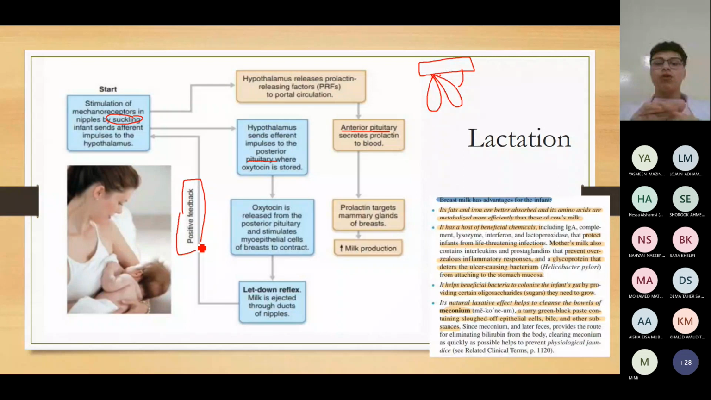Okay, so this is basically the lactation process. And as you can see here in your book, there are some advantages of breast milk, why breast milk is very important. They have been mentioned in your book. I'm not going to go over them, but you can just read them through. But I really want to say, guys, this mind map is very important because questions are going to come from it 100%, okay?